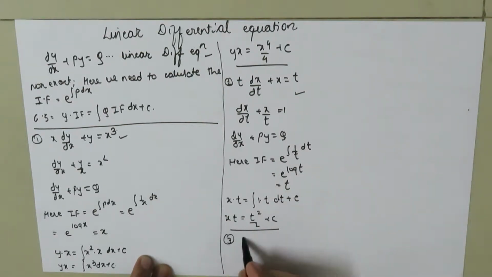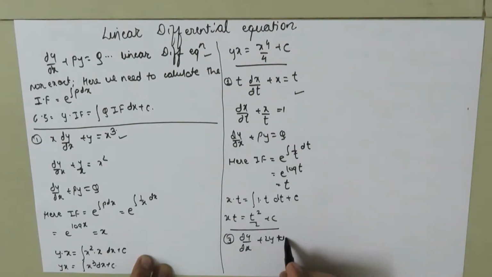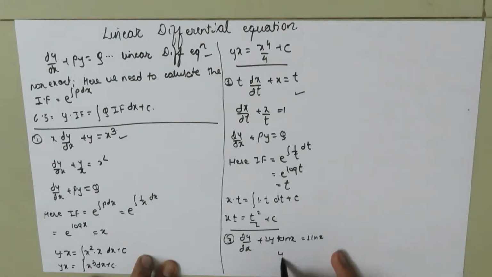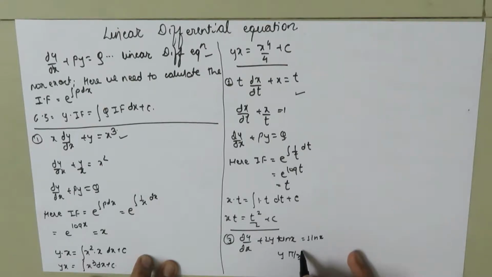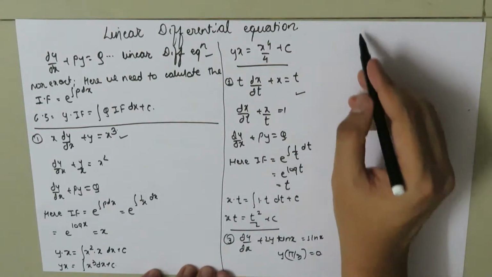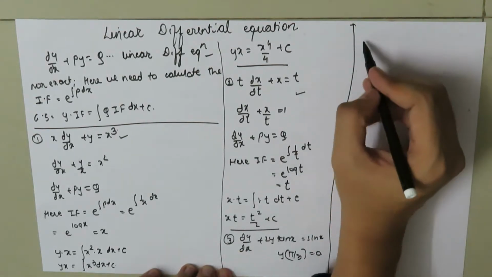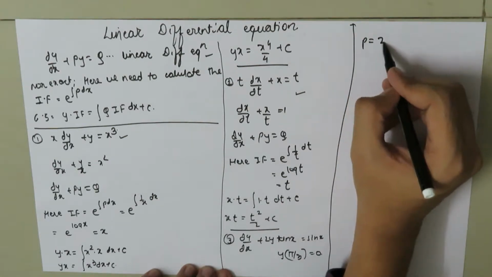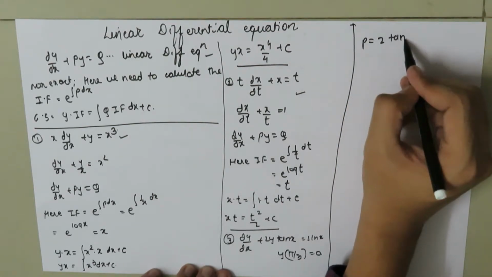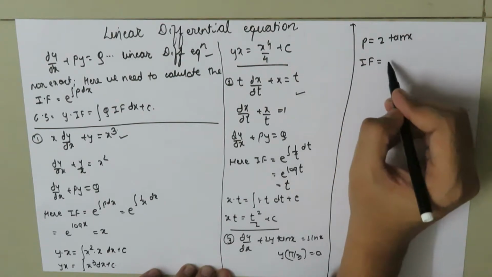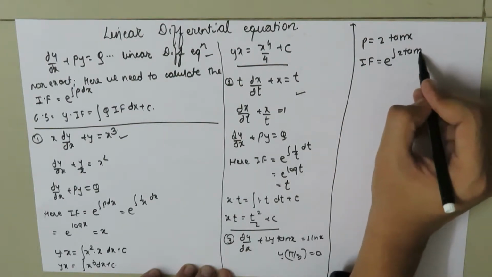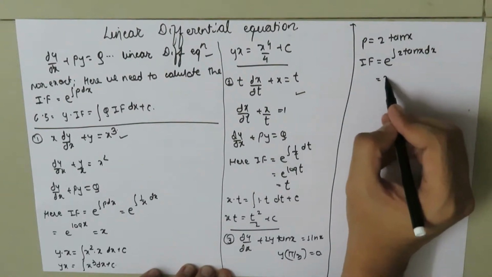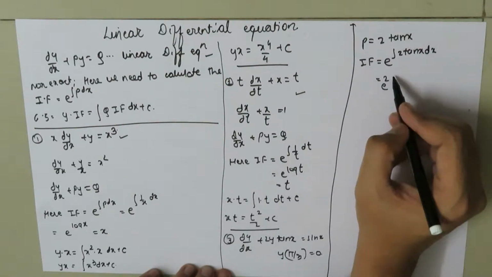Our third example is dy by dx plus 2y tan x is equal to sin x, and y is equal to 0 when x is equal to pi by 3. So here p is equal to 2 times tan x, and the integrating factor will be equal to e to the power integration of 2 tan x dx, which is equal to e to the power 2 times integration of tan x dx.